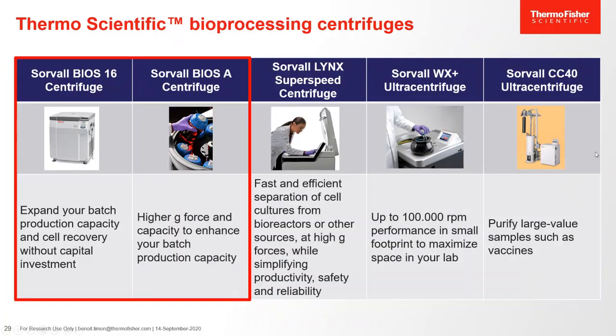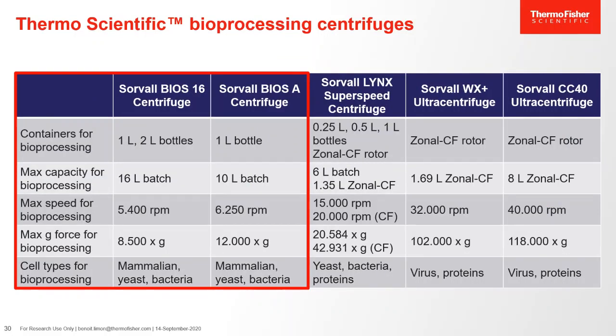But for those looking to do batch centrifugation, we recommend either the Bio16 or the BIOS-A centrifuges as ideal choices. Now here's a table that briefly goes over the general specifications of these 2 centrifuges. Listed here, you'll find the types of containers available, the max capacities and max speeds for these centrifuges, and what cell types can be processed using these various centrifuges.